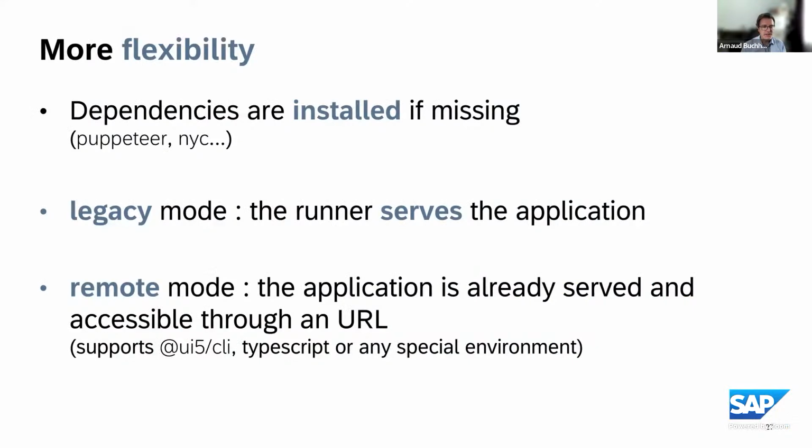So this flexibility also comes in terms of execution mode. What I showed you, where ui5-test-runner is responsible of serving the web application, is what I now call the legacy mode. But what's new with this version 2 and 3 is that you now have the remote mode. The principle of the remote mode is that you already have the application being served on a website, and you want to test the test pages delivered by it. So the idea is that ui5-test-runner can now execute tests from an application that is already served. It doesn't need to serve it anymore.